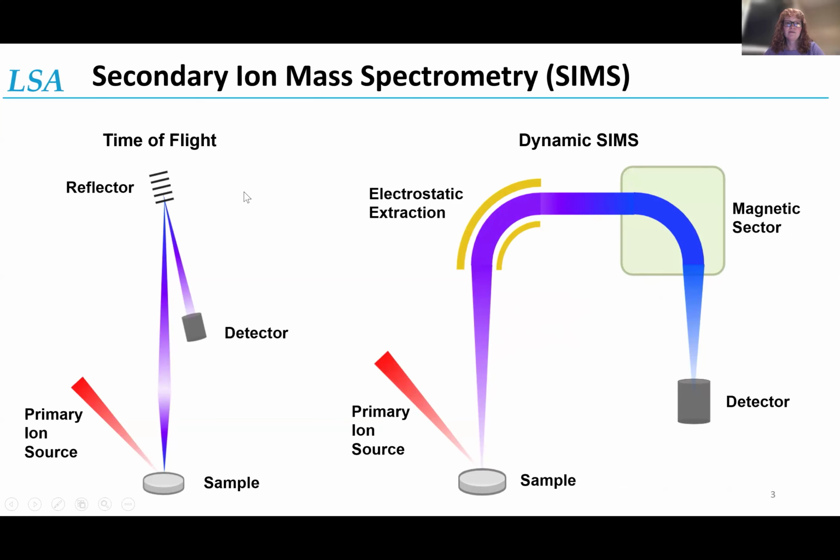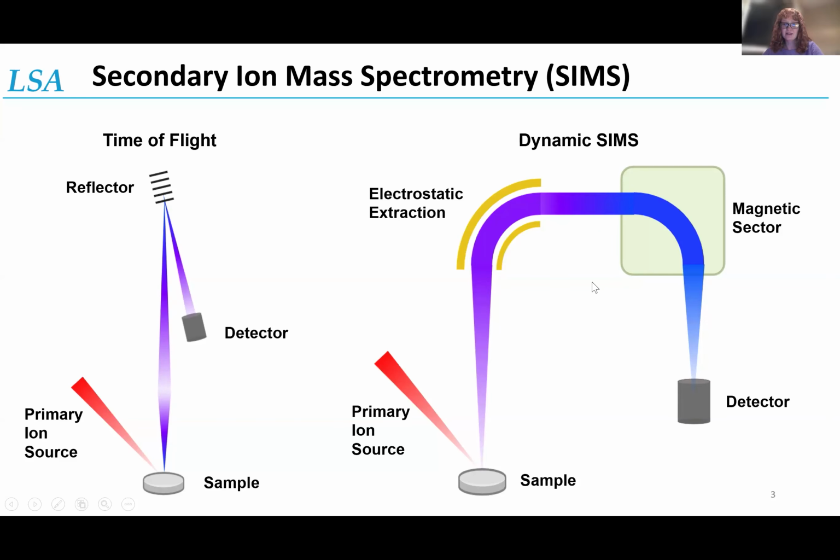So for time of flight, we have a time of flight detector, which measures how long it takes the secondary ions to get from the sample through the reflector and back to the detector. With magnetic sector SIMS, we have an electrostatic extraction and a magnetic sector to separate out the masses before they get to the detector. With time of flight SIMS, we collect all of the masses at once. With it being pulsed, you send a pulse down and then you collect all of the secondary ions as it moves through the mass range.